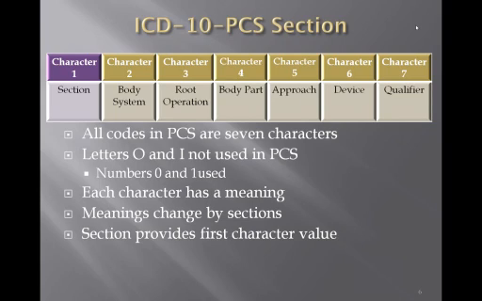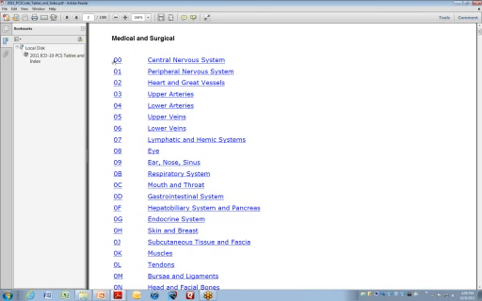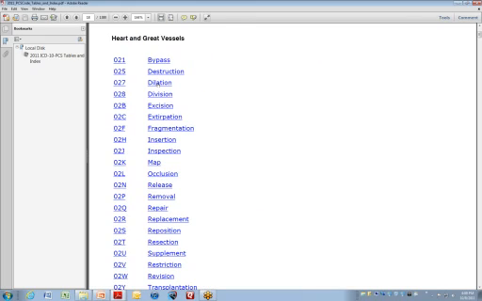Why don't we take a quick look at the ICD-10 code book? This is an electronic version that is available on the CMS website under ICD-10. The sections here are all listed, as you can see, medical and surgical. If we went to the medical surgical section and picked a body system, they're all listed right here. Body system, let's say heart and great vessels. And now we've got the root operations, and the root operation was a bypass.